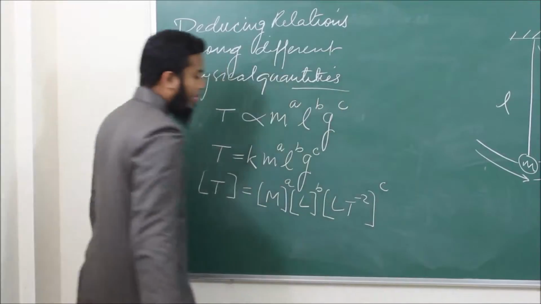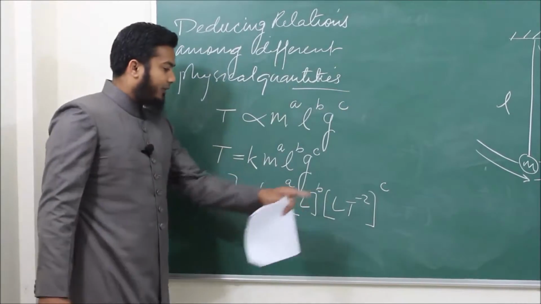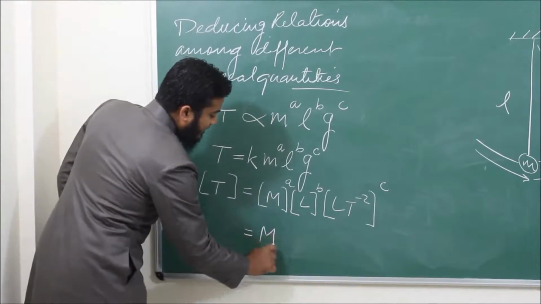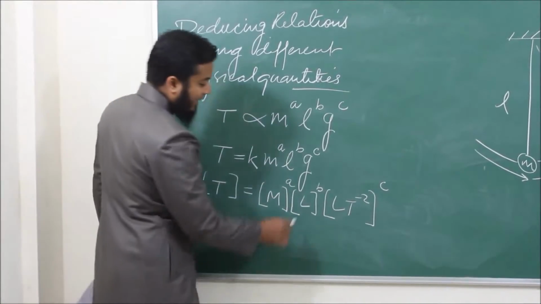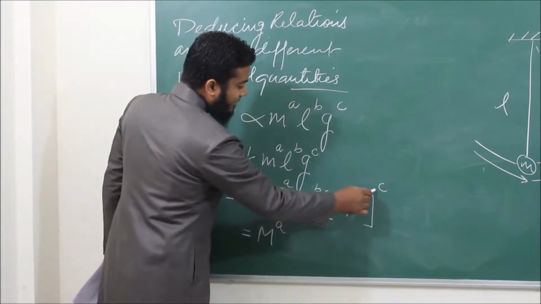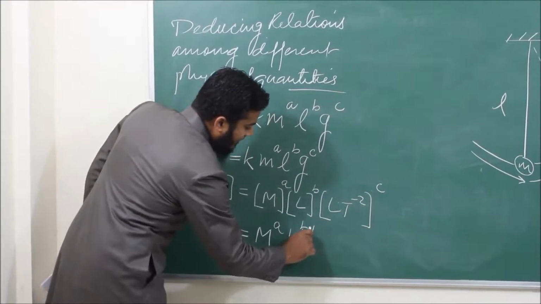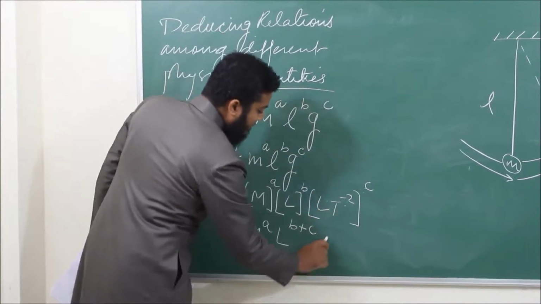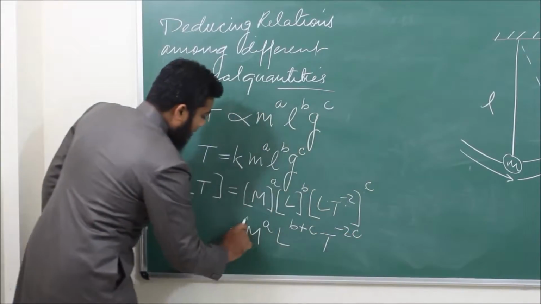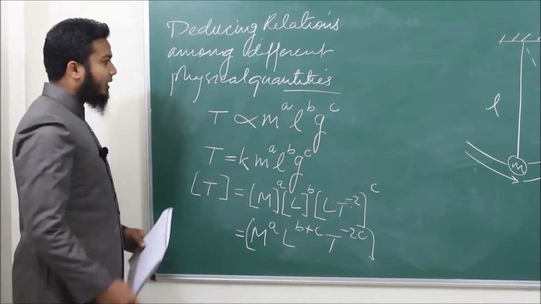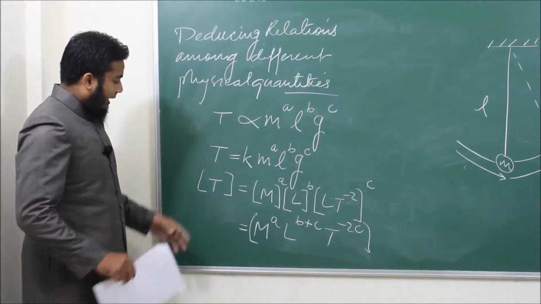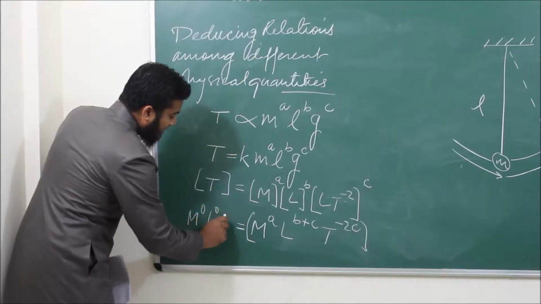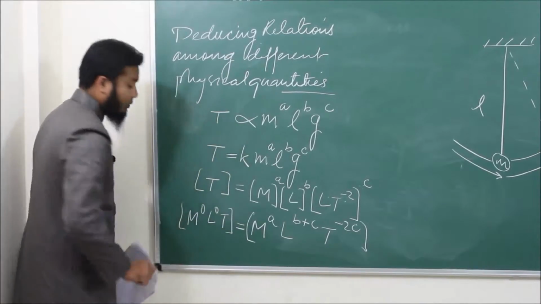Now collect the powers of different quantities. So m appears only here, so m raised to the power a, and L has power b here and c here, so total power of L becomes b plus c, and t appears only here, so it has total power minus 2c. Okay, so now it looks like this. And on the left hand side there is no mass and length, so for that we can write m0, L0 and t raised to the power 1.